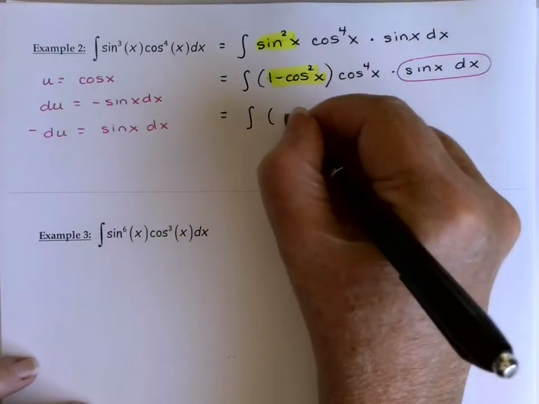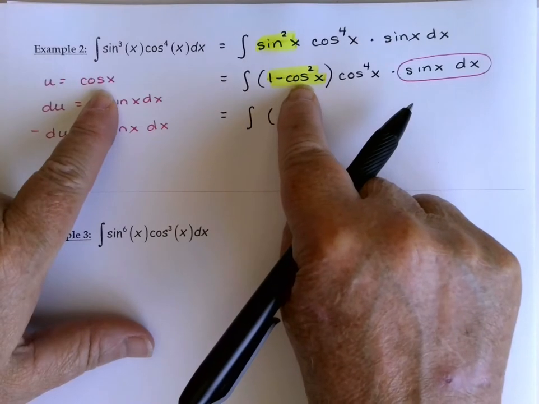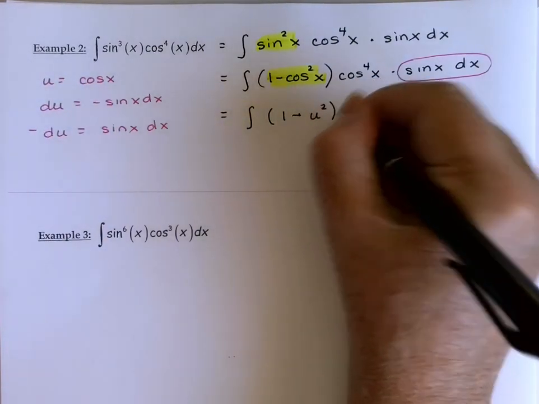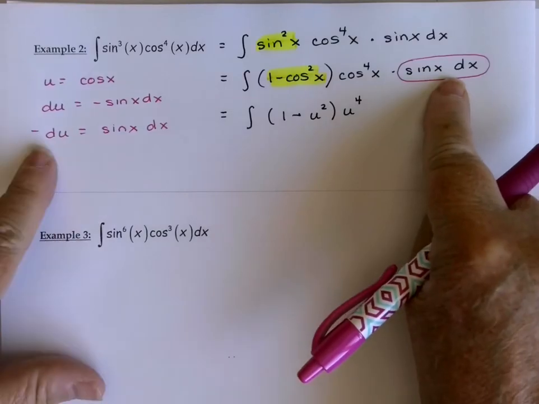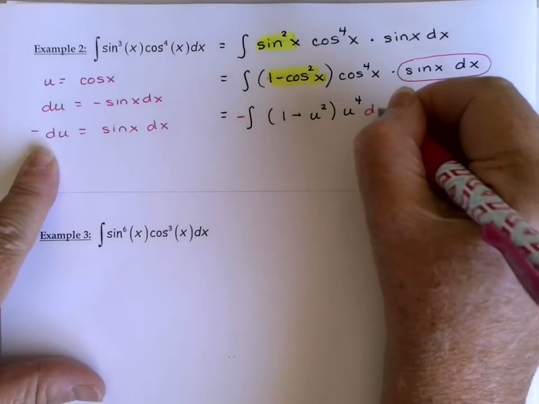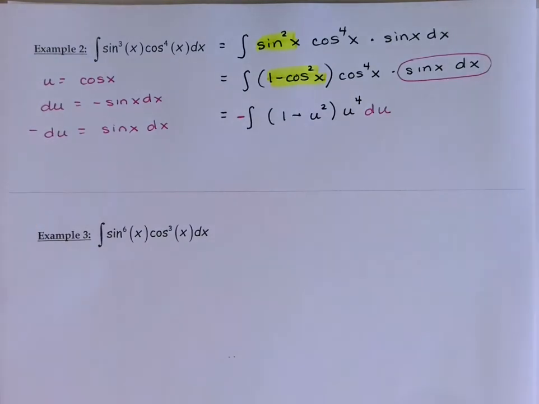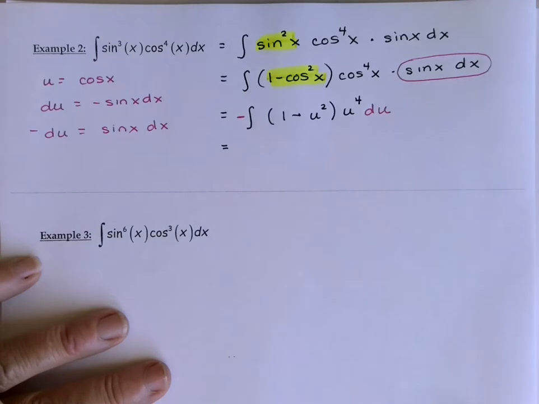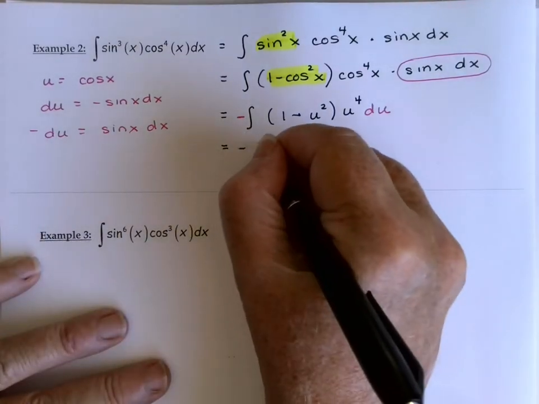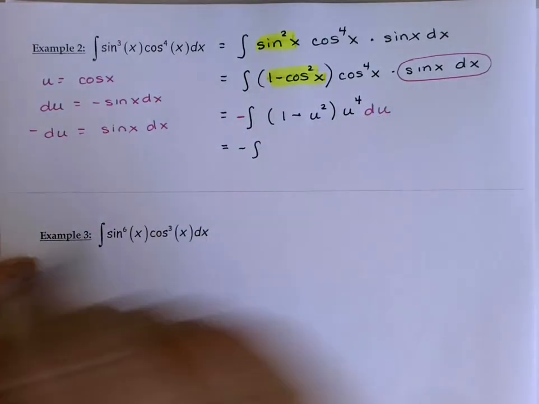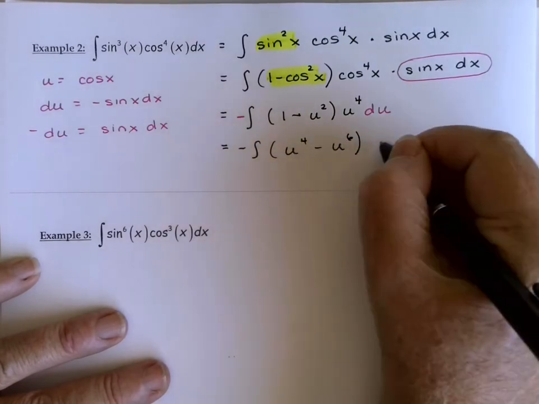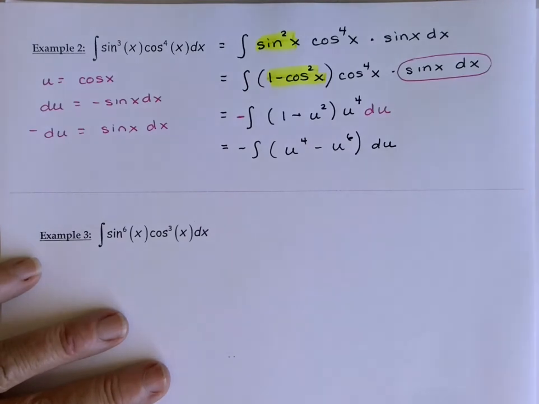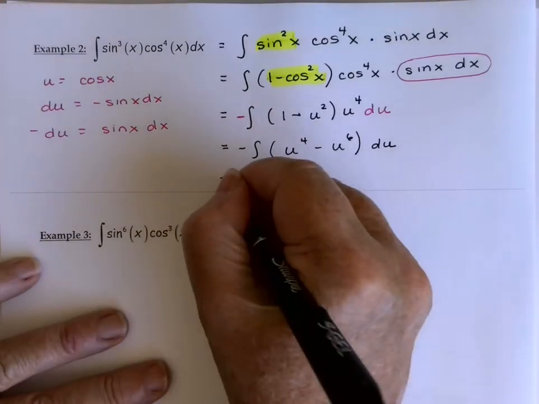And I have the integral of 1 minus, that would be u squared, times u to the 4th. And then I replace that with the minus du. All right, let's see. This one, it looks like I'm just going to need to distribute. So I would have u to the 4th minus u to the 6th du. And then I can use just a standard power rule.